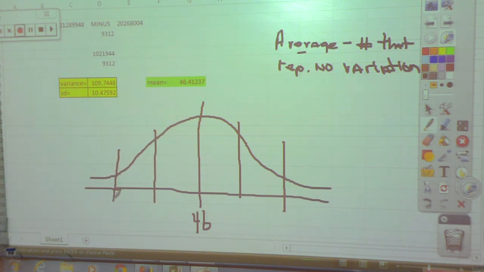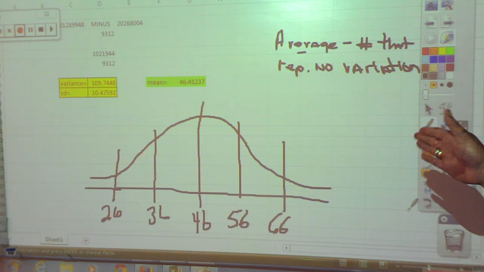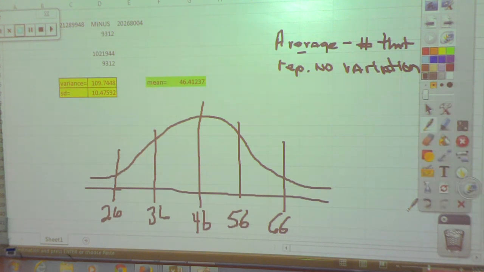And two standard deviations to the right. What's my standard deviation? 10. Thank God. We're going to say 10 because it's easy. What's 46 plus 10? 56. Plus 10 more? 66. 46 minus 10? 36. 36 minus 10? 26. And you've just found the 95th percentile of people between 26 and 66. And that's what mean and standard deviation is.